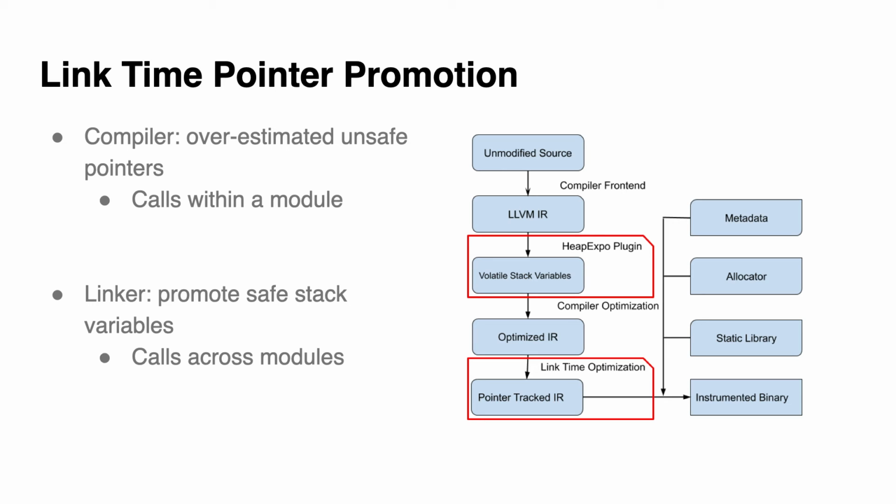Our compiler optimization, run before all other optimizations at compile time, will overestimate unsafe pointers because only calls within a module are visible. Therefore, at link time, we promote safe stack variables so that they can be optimized.